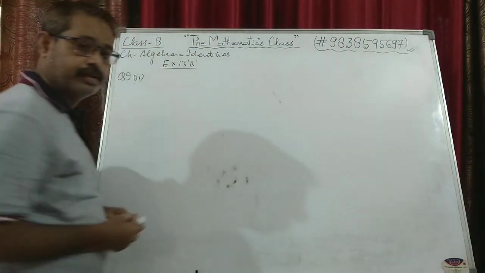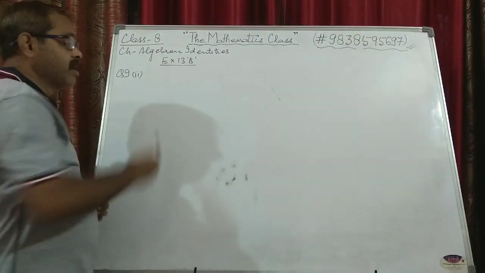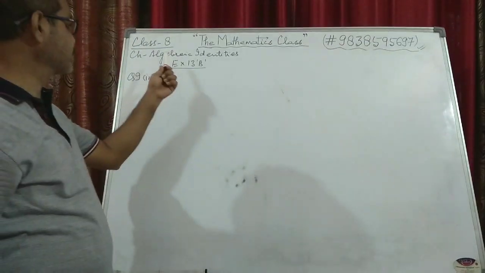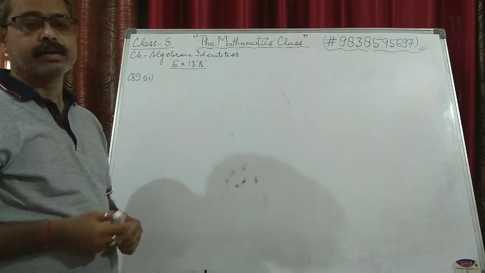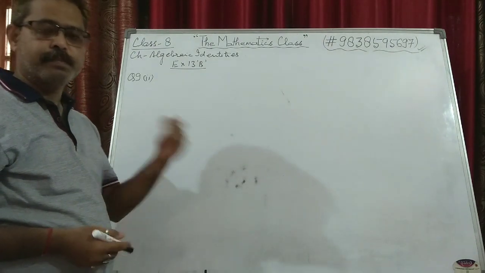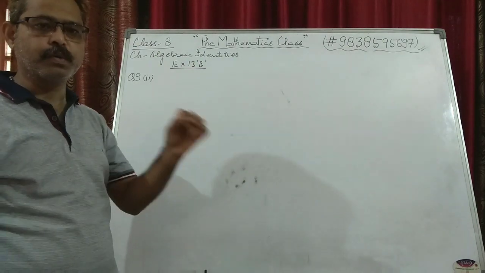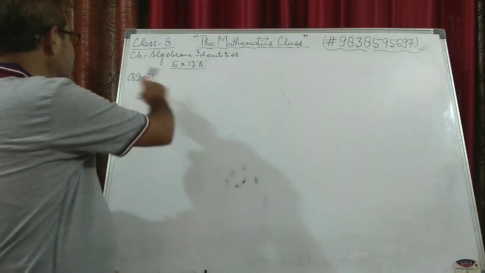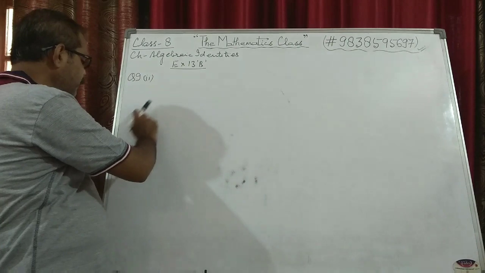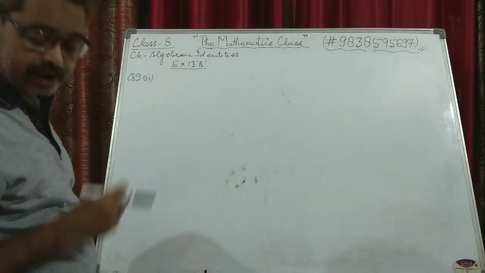Mathematics class. This class is for class 8 and the chapter we are discussing is algebraic identities, that is chapter number 13. In the previous video we were discussing exercise 13b, up to question number 8 we have done. Now we move on to question number 9. I am starting with the second part.